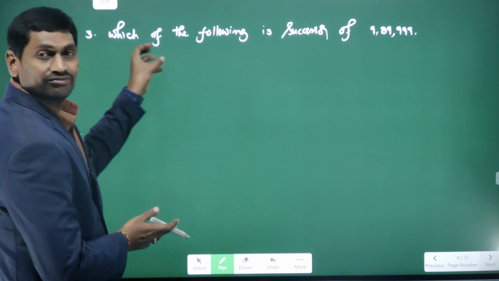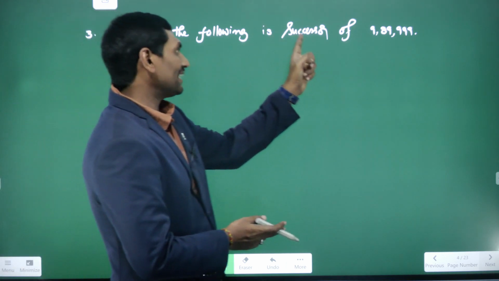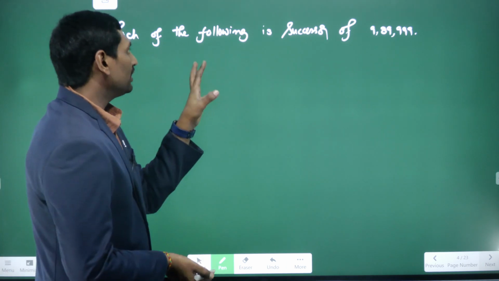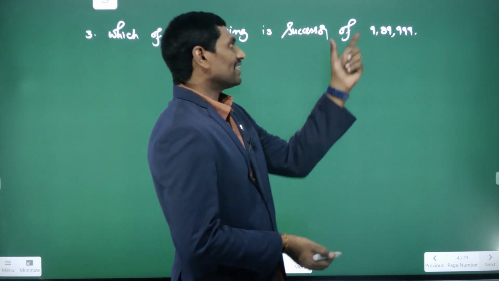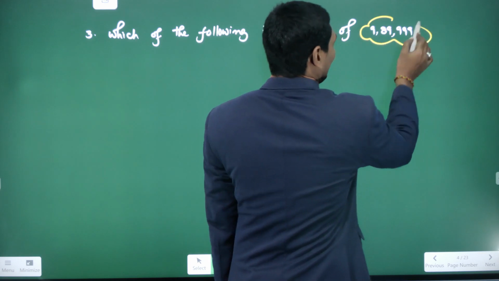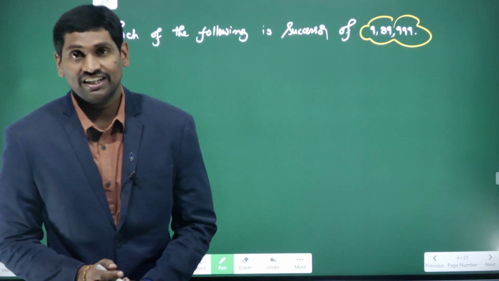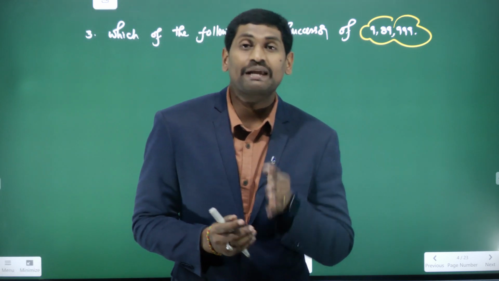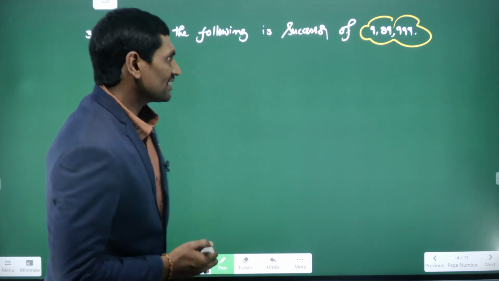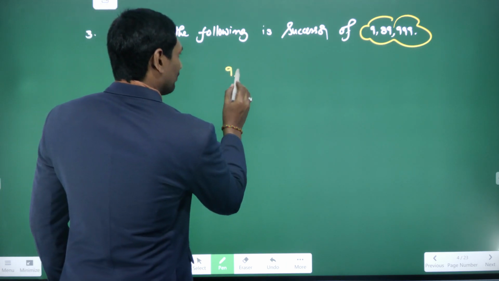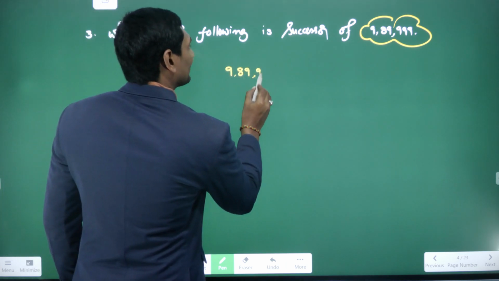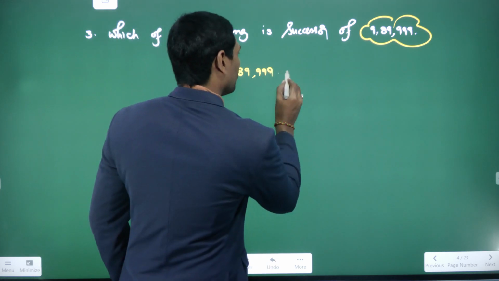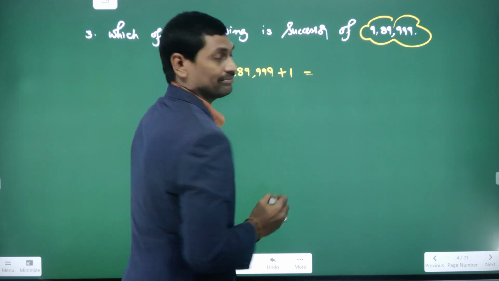See here, which of the following is the successor of this number? I didn't give the options actually, so we simply need to find the successor of 9,89,991. We discussed what a successor is. Successor is nothing but the immediately next number. We get the successor of any number by adding 1. So let us try to add 1 to this number.